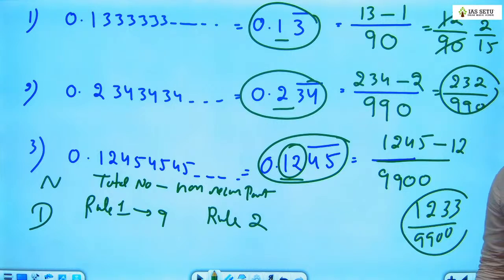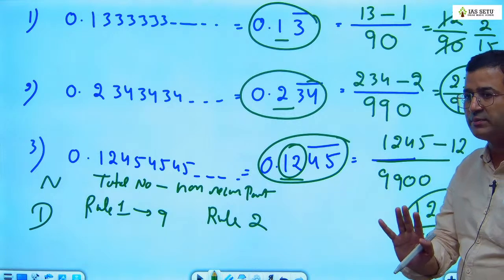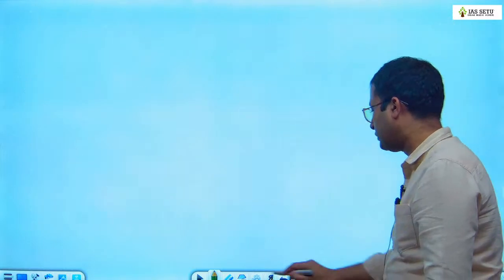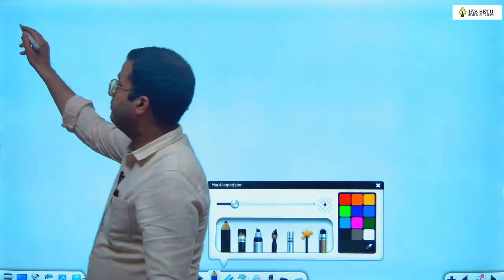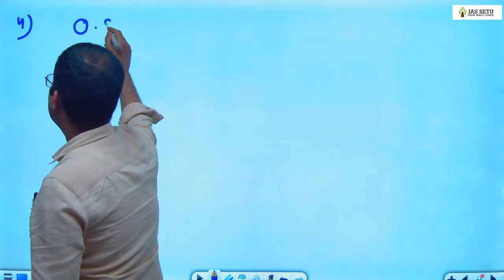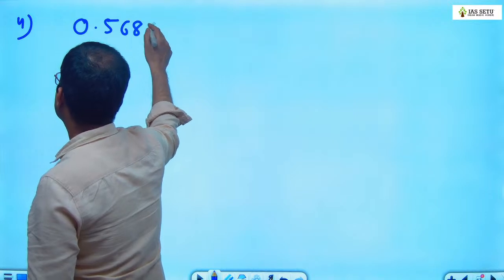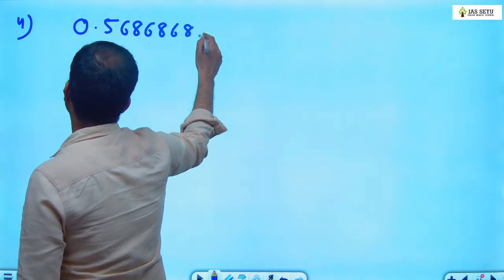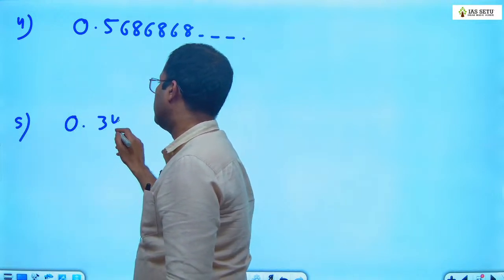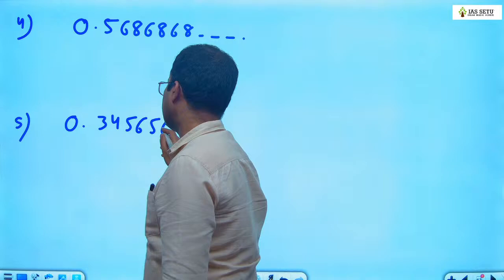The simplification part is given. I will take 2 more examples so that all of you can understand all these 4 steps. Two in the denominator. Example number 4, 0.56868. Example number 5, 0.345656.